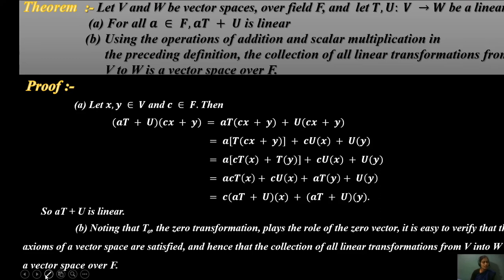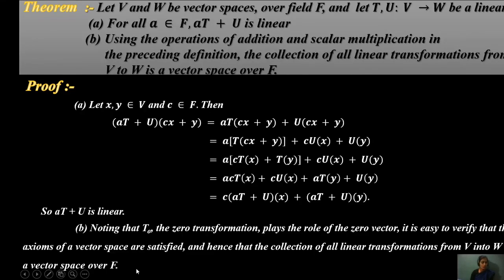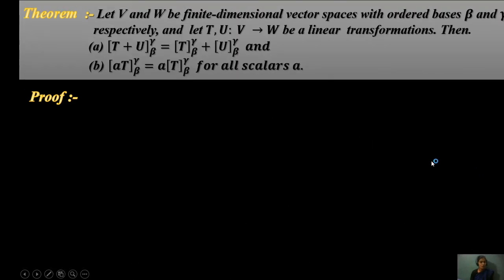Then next is the b part, noting that the T0, the zero transformation, plays the same role for the vector spaces. They show as examined for the vector spaces as well as a collection of all linear transformations from V to W, generated to the value of the vector space over the field F. Then this value will be generated to the bar. Okay, the collection over the vector field is generating all of this.